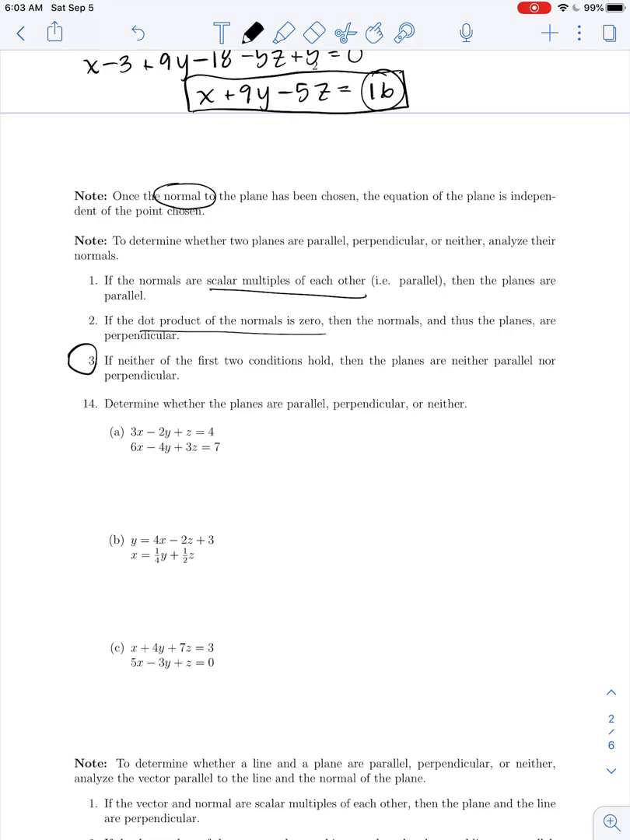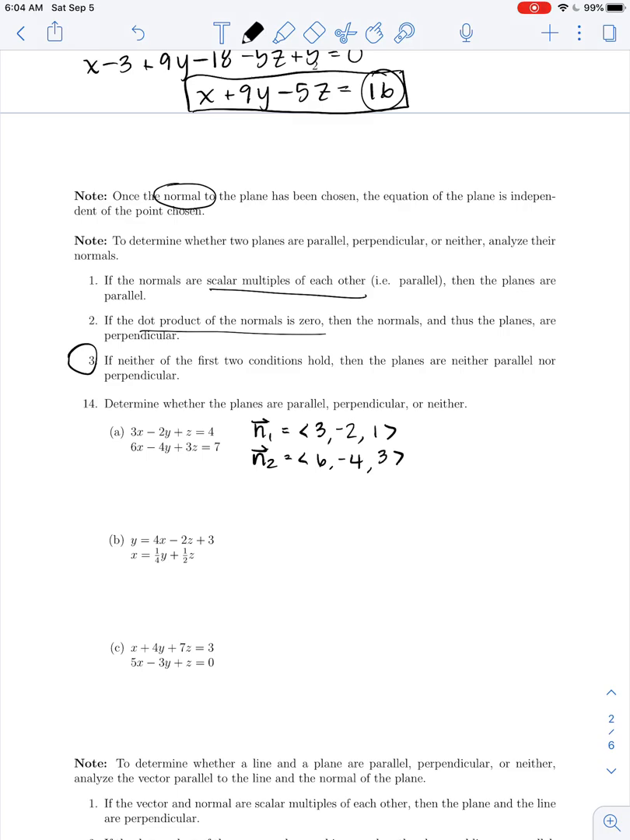So the first thing we're going to do is pull the normal vectors off of each of these planes. So for the first one, I'll call it N1, it is 3, -2, 1. Remember, those normals are just picking off the coefficients of x, y, and z. Similar for the second plane, 6, -4, and 3.